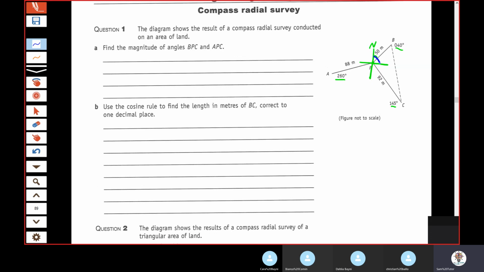From north to C, what angle is it? These numbers down here, 145, that's what they're there for. From north all the way to here, 260. So from north to that line would be 40 degrees, correct. Look, this is 40 degrees, this is 145 degrees.